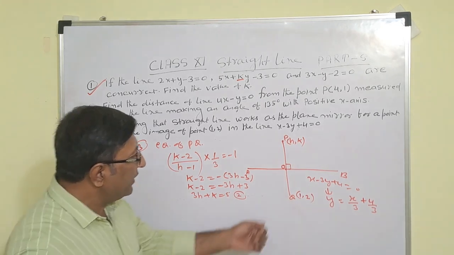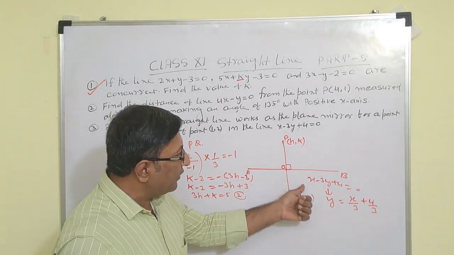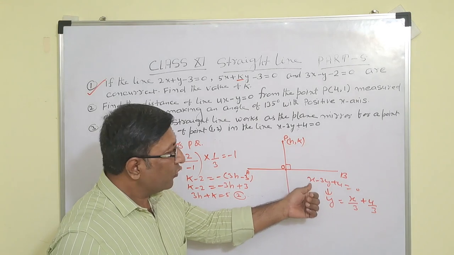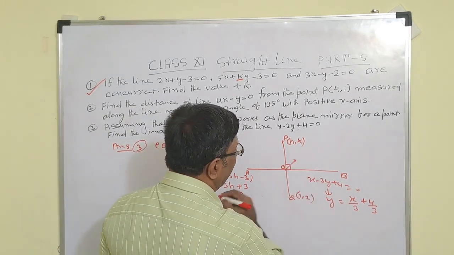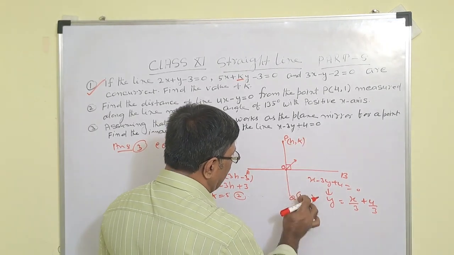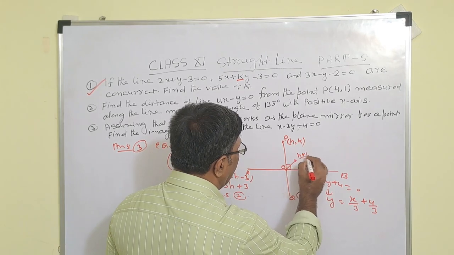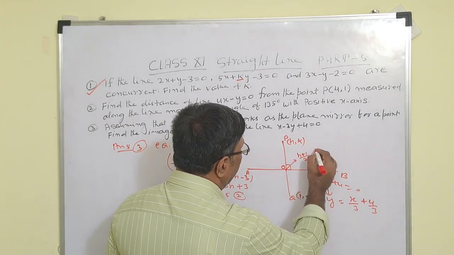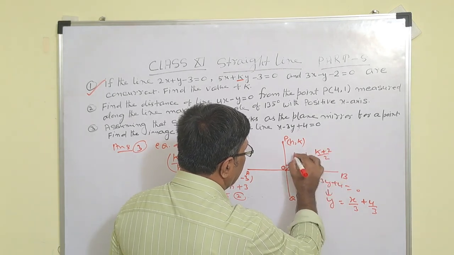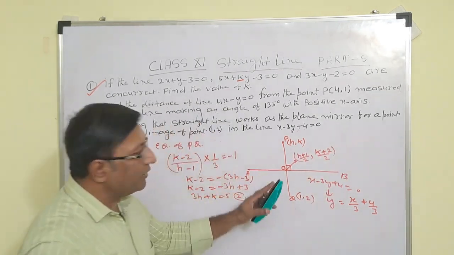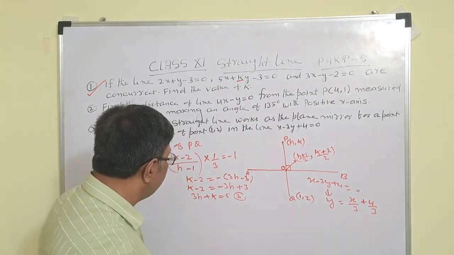Now you know this point O is the midpoint of this line, so the midpoint will satisfy this equation. So what will be this midpoint? You know the midpoint formula, that is x1 plus x2 upon 2. So this will be h plus 1 upon 2, and the y coordinate will be k plus 2 divided by 2. This is the midpoint, that is the coordinate of O. This will satisfy this equation, so put this value in this equation.